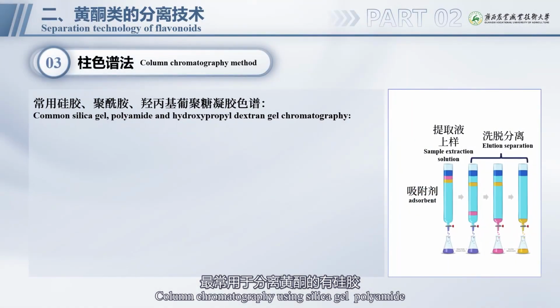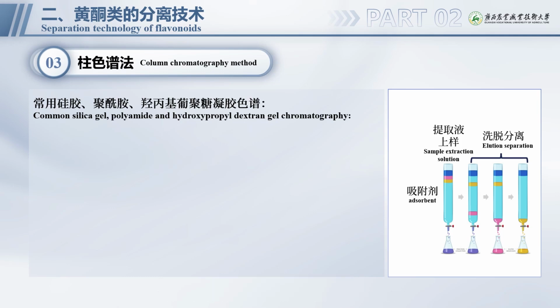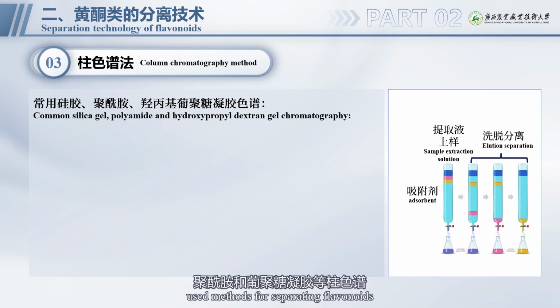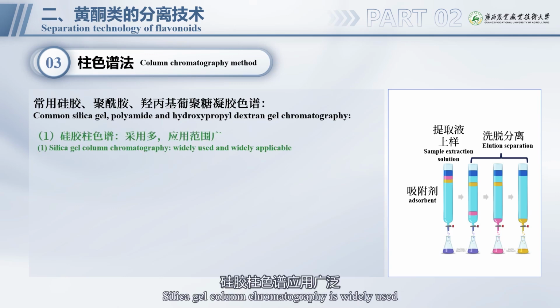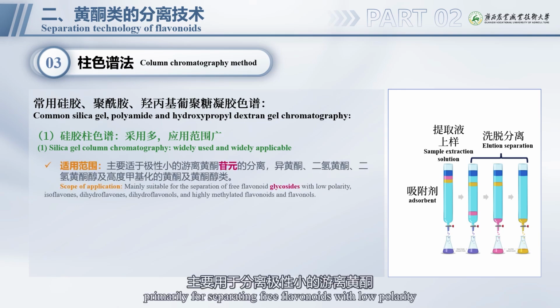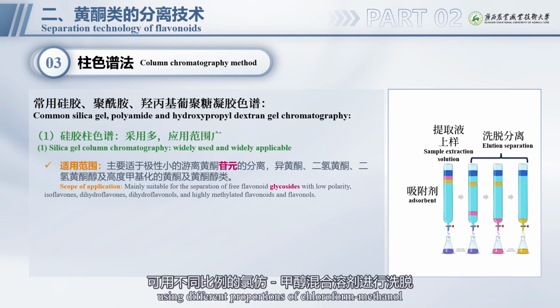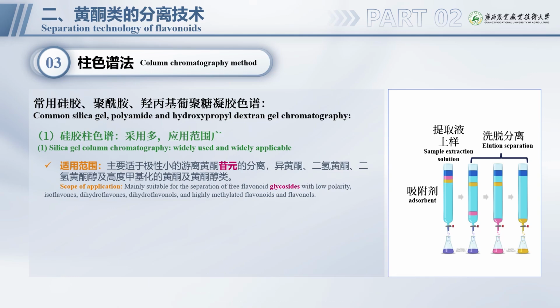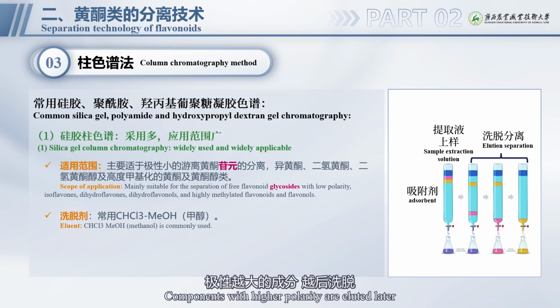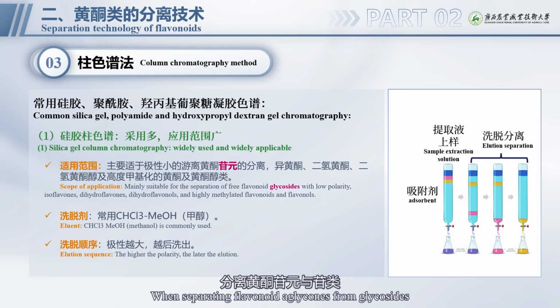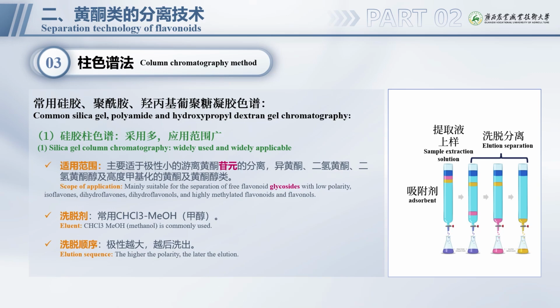Column chromatography using silica gel, polyamide, and dextran gel are the most commonly used methods for separating flavonoids. Silica gel column chromatography is widely used, primarily for separating free flavonoids with low polarity, using different proportions of chloroform-methanol mixed solvents for elution. Components with higher polarity are eluted later. When separating flavonoid aglycones from glycosides, the aglycones, which have lower polarity, elute first, followed by the glycosides, which have higher polarity.